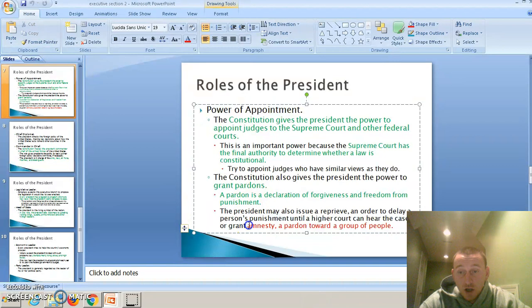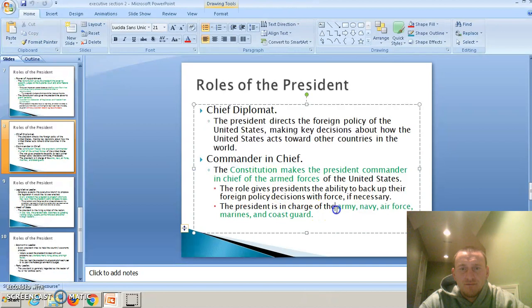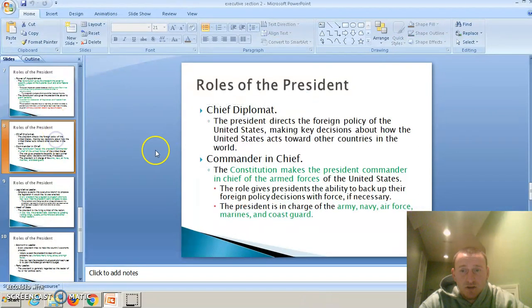Amnesty is a pardon toward a group of people, not just an individual. And a pardon is a declaration of forgiveness of punishment. Please know what the 5 branches of military are: Army, Navy, Air Force, Marines, Coast Guard.